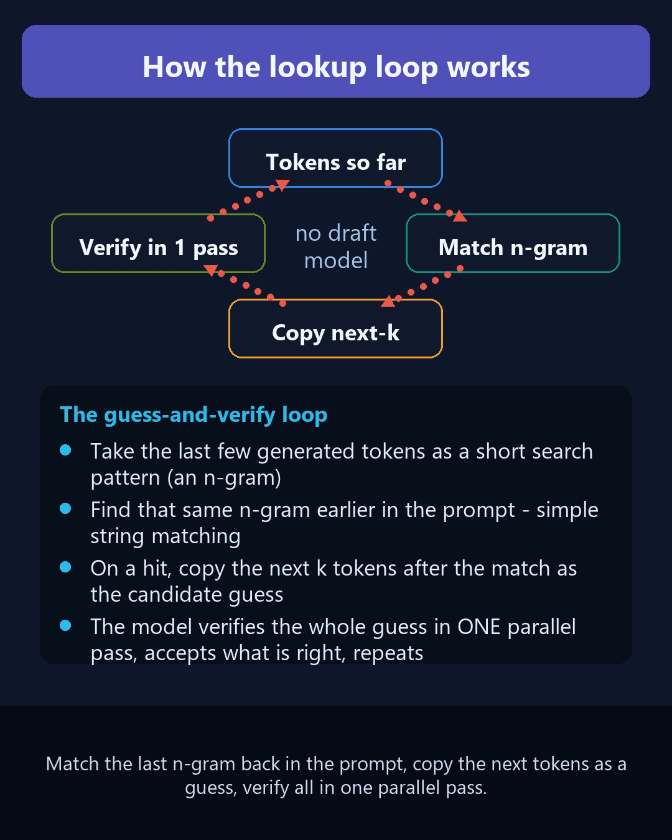Let's watch the loop. Take the tokens generated so far and grab the last few as a search pattern. Look for that same short n-gram earlier in the prompt. If it matches, copy the next several tokens after that match as your candidate guess. The big model verifies the whole guess in one parallel pass and accepts every token that is correct. Then repeat from the new position.